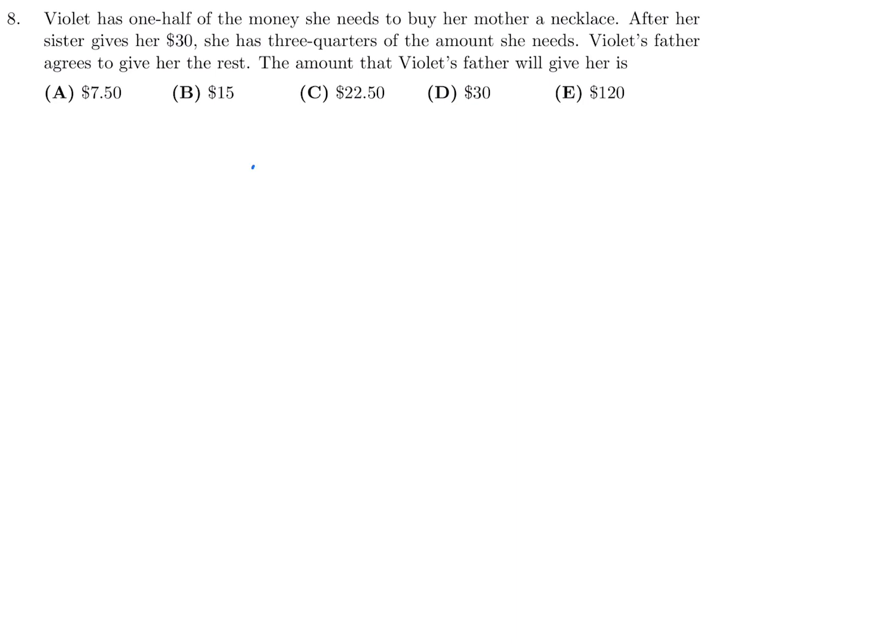Well, initially, she has x over 2, where x is the total amount that she needs, the amount of the necklace, I guess. She has initially a half. And then she gets $30 from her sister, and when she does, she now has 3/4 of the total amount that's required to buy the necklace. And then later, her dad gives her the remaining amount to bring her up to x, and that's what they're asking. Okay, well, we already have the equation, so we've got to just solve.